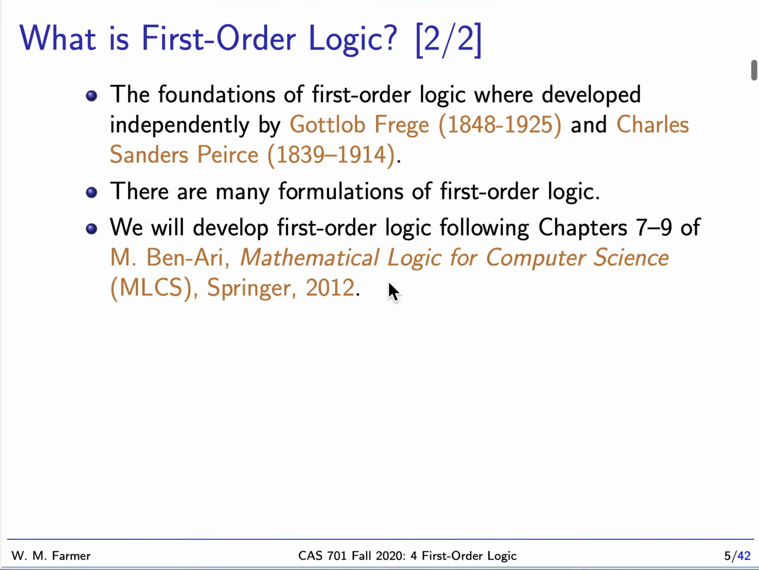So, the foundations of first-order logic were developed independently by Gottlob Frege and Charles Sanders Peirce. Frege was a German, Peirce was American. These are probably two of the greatest, if not the greatest, logicians of the 19th century. There are many formulations of first-order logic. There's many ways of doing this. We're going to follow how first-order logic is developed by Ben-Ari in his book, Mathematical Logic for Computer Science.